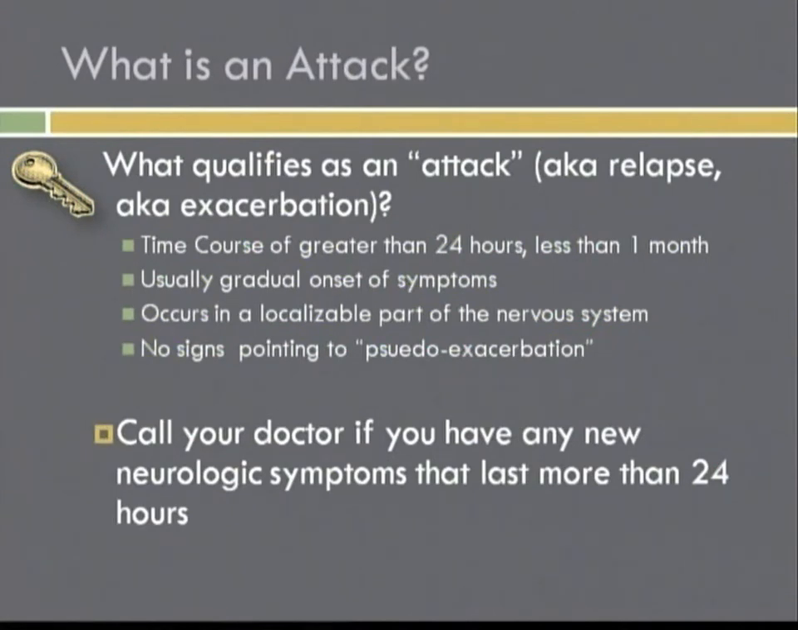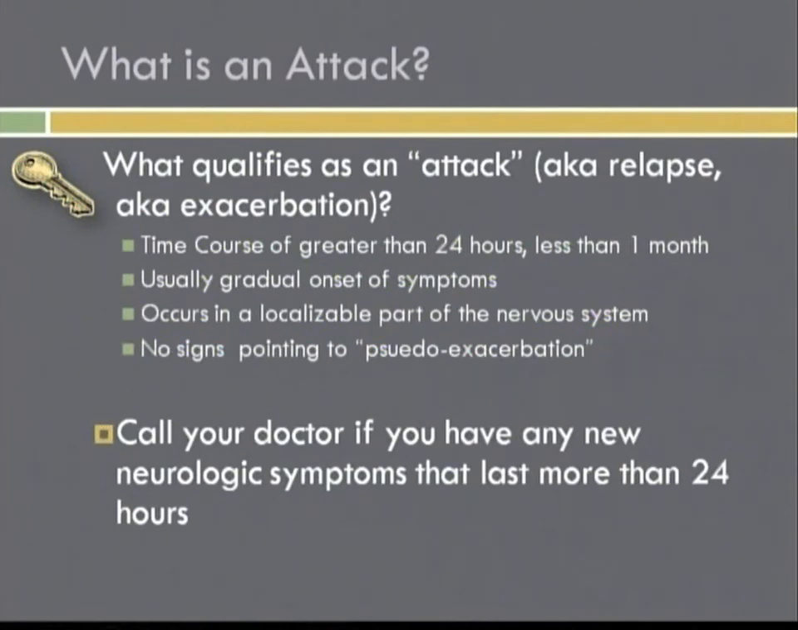Usually the onset is gradual in terms of symptoms, so it's not sudden. So it usually, again, kind of builds up over a couple days. It occurs in a localizable part of the nervous system. What that means is we have patients a lot that come in and tell us, and of course this can be happening, that they're very fatigued, that they're off, they just don't feel right. That's not typically an MS attack.